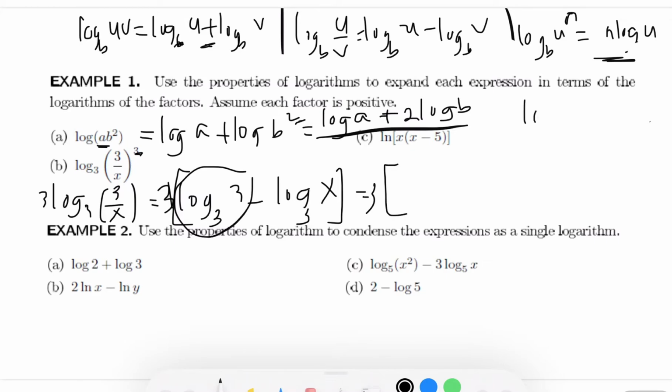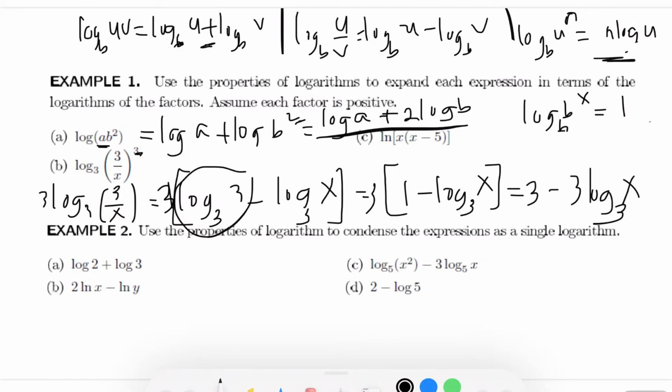What is property number 2? Log of b base b is equal to 1. So this is now 1 minus, copy, log of x base 3. And distribute. So this is 3 minus 3 log of x base 3. So that is our answer for letter B.